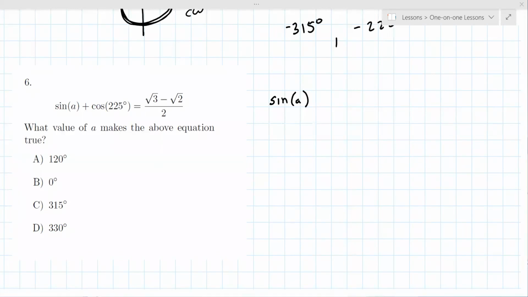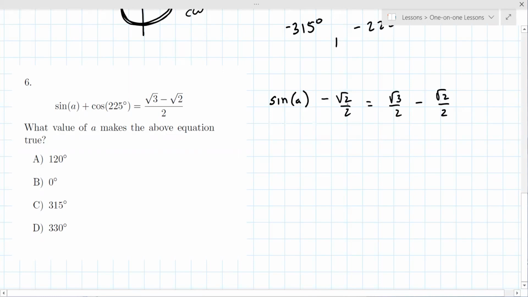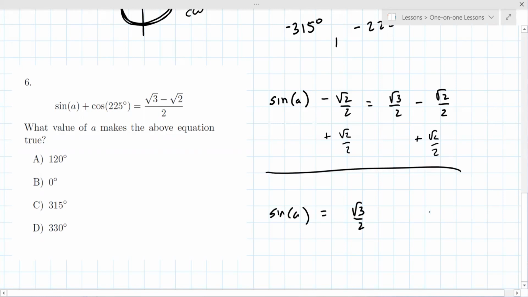Negative √2/2. So minus √2/2 equals, and I'm just going to break this apart, square root of 3/2 minus square root of 2/2. So now if we add square root of 2/2 to both sides, where is sine of A equal to √3/2? Where is the y coordinate equal to √3/2? 60 degrees and 120 degrees.